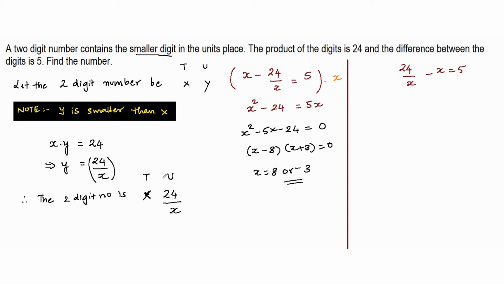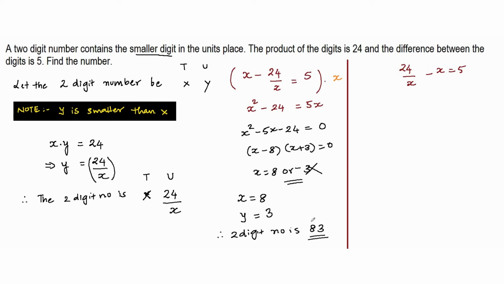Now if x is positive 8, x cannot be negative 3 because the digit cannot be negative. You will have to mention that. So x is positive 8, which means y is going to be 24 upon x. That's 24 upon 8, which is 3. And therefore the two-digit number is 83.